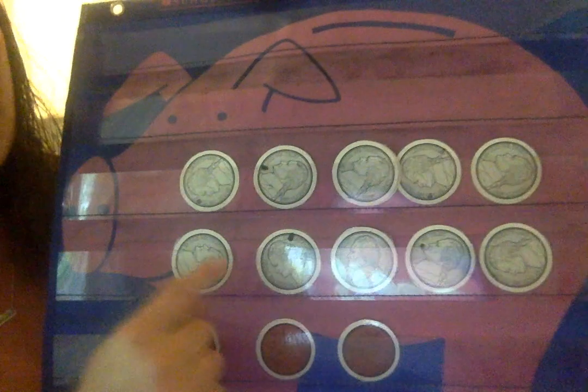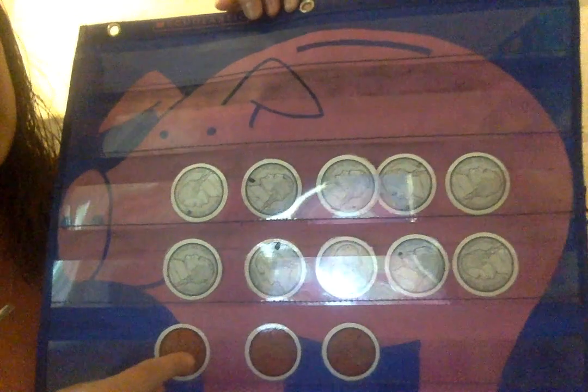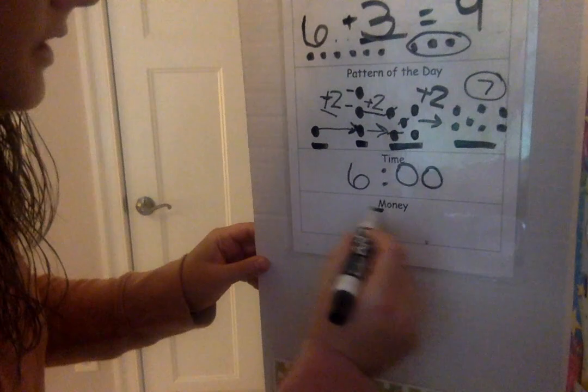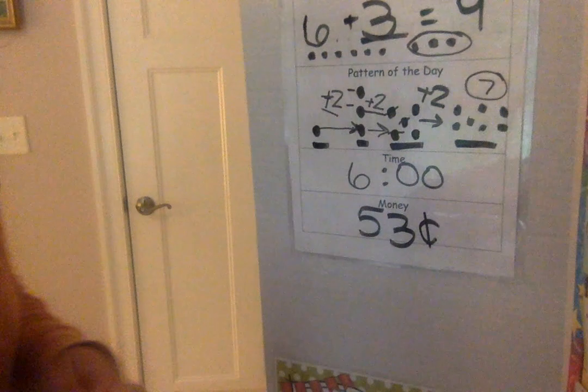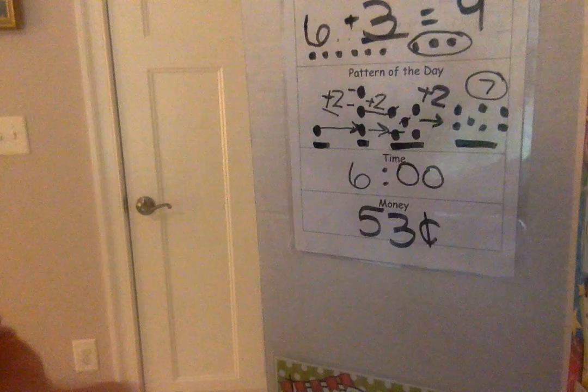Ready? 5, 10, 15, 20, 25, 30, 35, 40, 45, 50, 51, 52, 53. So today, for our money, we have 53 cents. Don't forget that cent symbol, because 53 cents is a whole lot different than $53, so we don't want to get that confused. Okay?